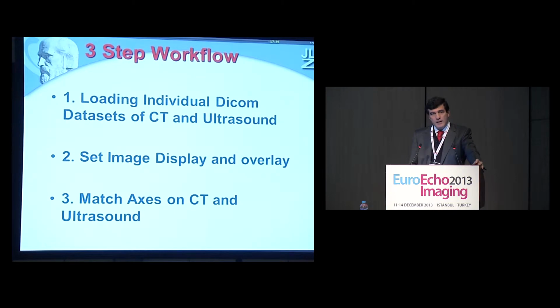So let me summarize how we are doing that step by step. So first, we load the individual DICOM data sets from the CT and then from the ultrasound. There's no need to do that simultaneously. So we do it on the same day, trying to avoid any change in the pathology of the patient. Then we set the image display and we overlay the information from both techniques, and we match the axis of the CT and the ultrasound.